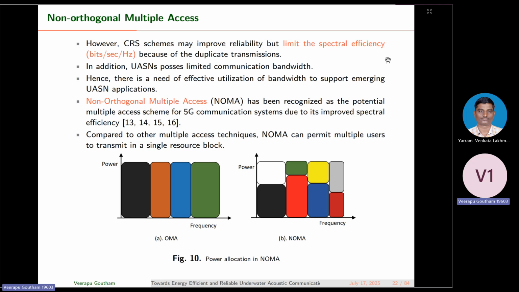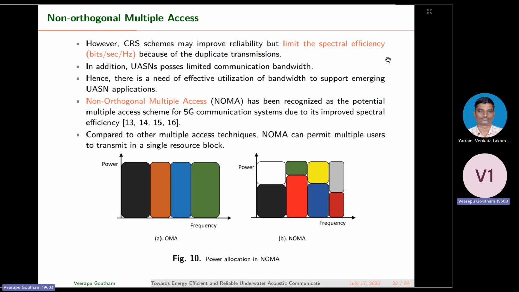We are able to decode the data packet, but the problem is the data rate, because here multiple retransmissions and duplicate transmissions are there. Due to that, spectral efficiency, which means bits per second per hertz, is coming down. We need to improve that spectral efficiency.